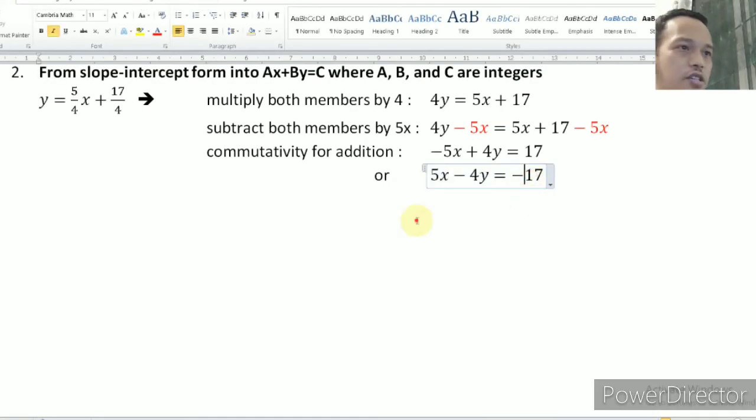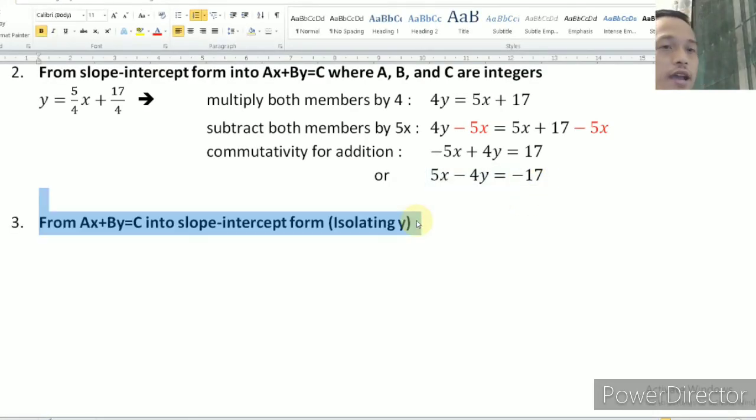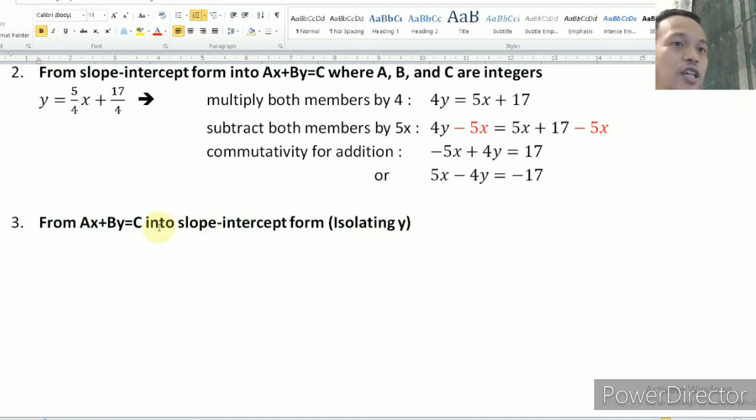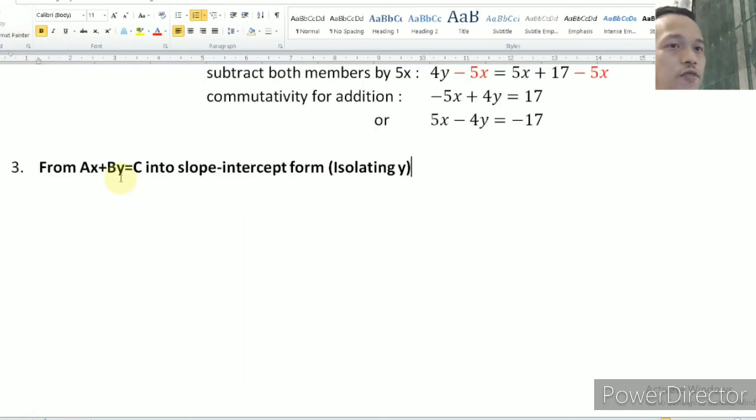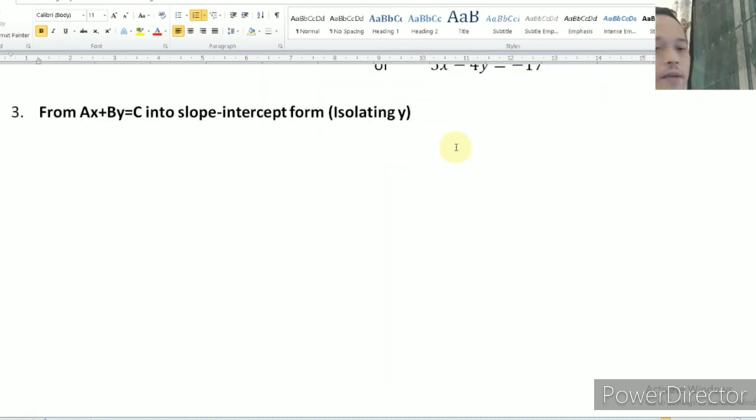And the last transformation that we need to learn is from ax plus by equals c into slope-intercept form. So it's the opposite of the second one. If you're given ax plus by equals c, let's transform it into slope-intercept form. The method is by isolating y, of course. For example, if I give you this equation, actually it's from here, but let's pretend we don't know what the slope-intercept form is.